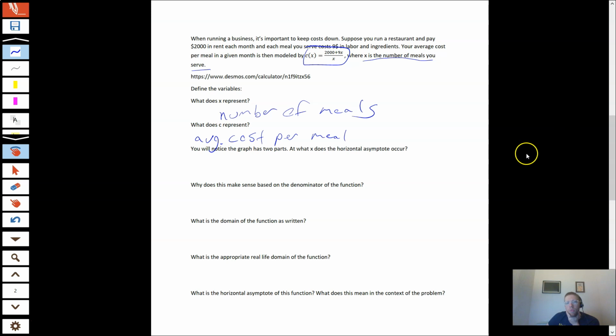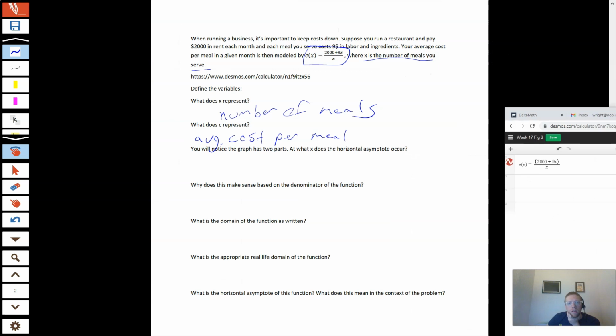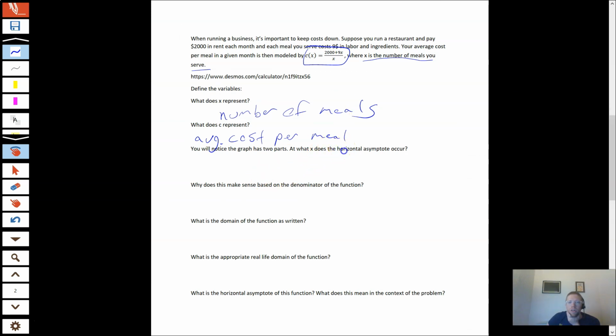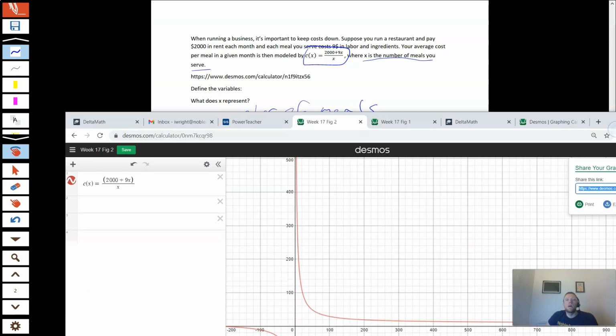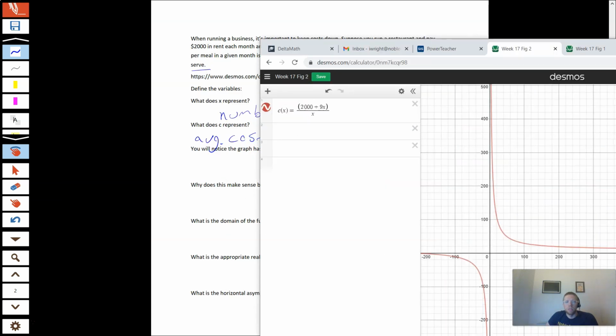And the first one is, at what x does the horizontal asymptote occur? And here's the graph again. That's x equals 0, right? The horizontal, or that's a typo, that should say the vertical asymptote. At what x does the vertical asymptote occur? So, vertical. I'll change that before it's in front. Okay, so our vertical asymptote occurs at x equals 0.